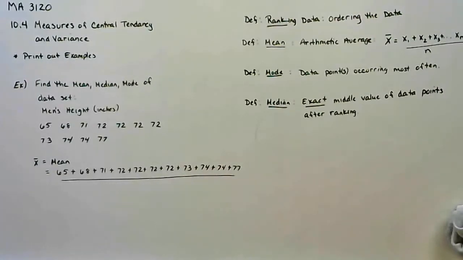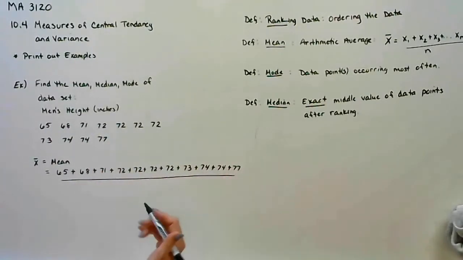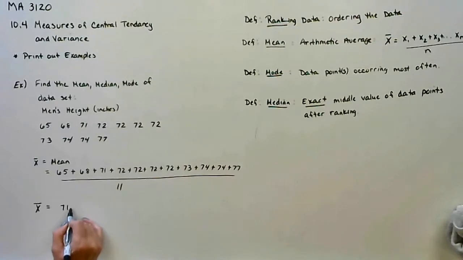2, 4, 6, 8, 10, 11. I wanted to make sure I had the right number. Well, grab your calculator. You're totally going to need your calculator. If we do that sum and we divide by 11, we should get that the mean is 71.82. If you're within about 1/10 or so, I'm fine with that. So add them all up, divide by how many there are. That's how we find the mean.